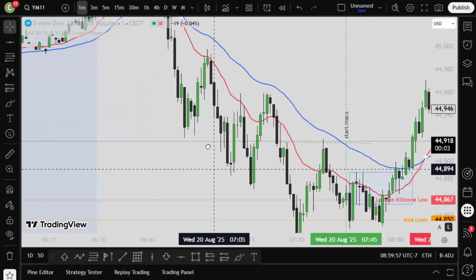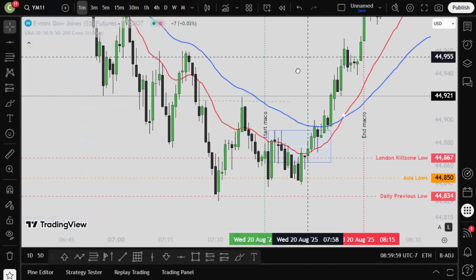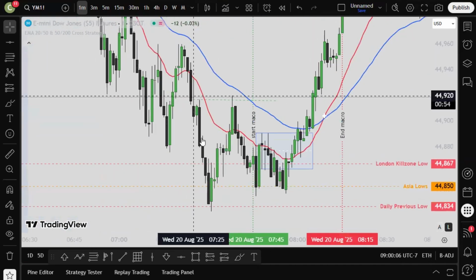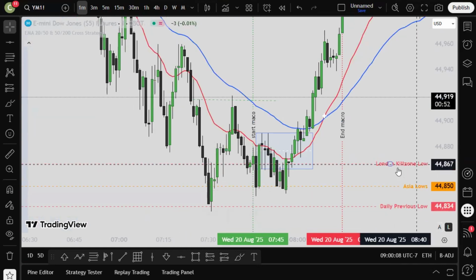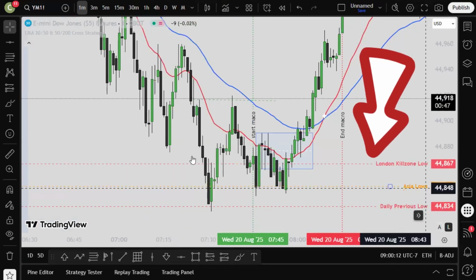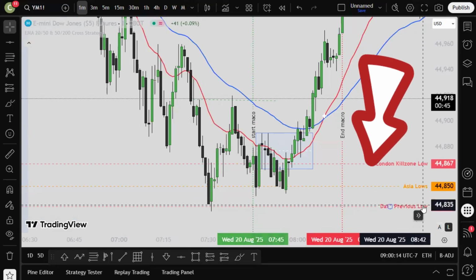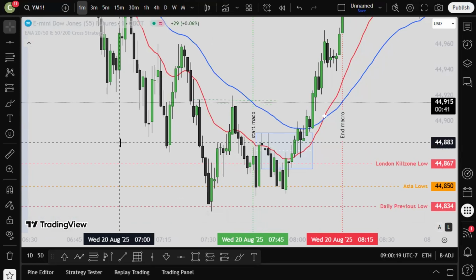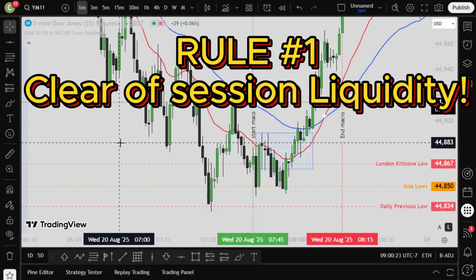First of all, you still need the criteria of ICT concepts, of course, or smart money concepts. We came down here this morning and we swept the London kill zone low. We swept the Asia lows, and we actually swept the daily previous low by a tick or two. So our first rule of confirmation, we need a clear of session liquidity no matter what entry we take.